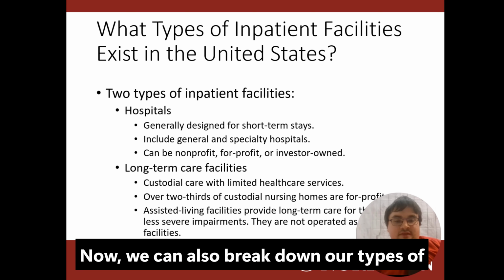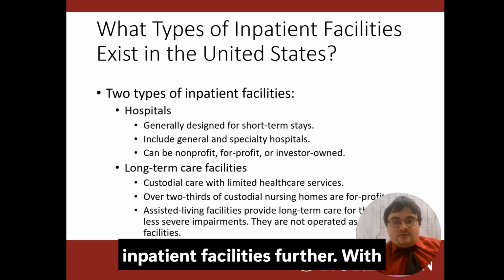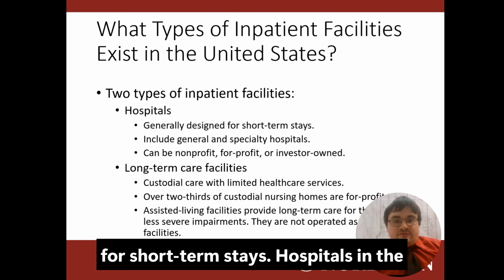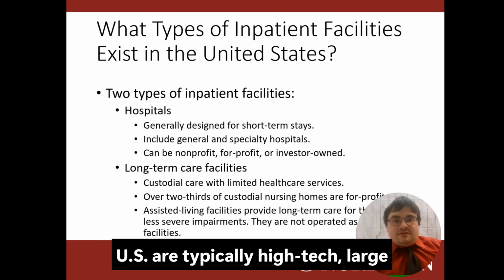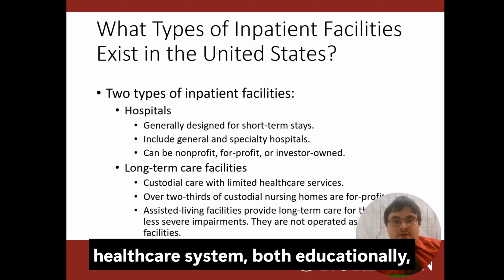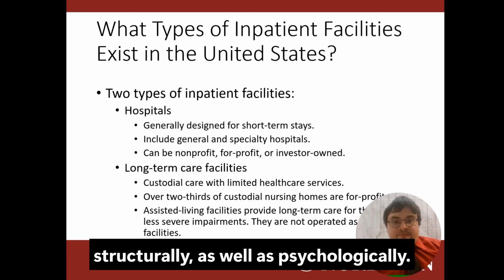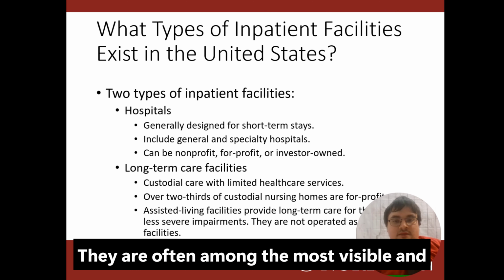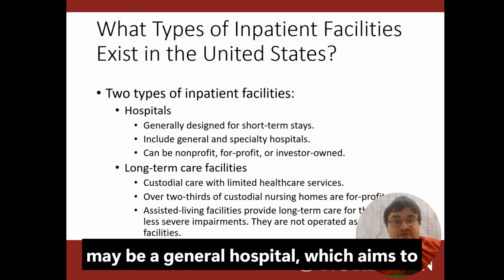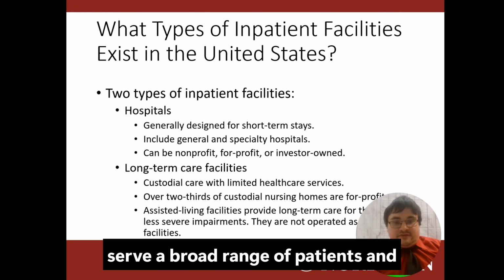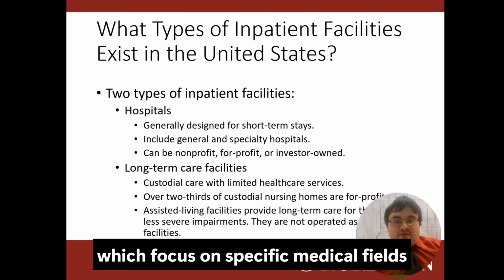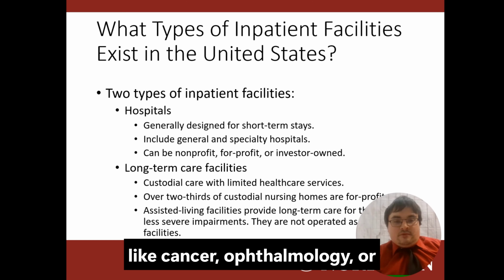Now we can also break down our types of inpatient facilities further. Starting off, they can be classified as a hospital, which is generally designed for short-term stays. Hospitals in the US are typically high-tech, large buildings that play a central role in the healthcare system, educationally, structurally, as well as psychologically. They are often among the most visible and modern structures in a town. They may be a general hospital, which aims to serve a broad range of patients and conditions, or specialty hospitals, which focus on specific medical fields like cancer, ophthalmology, or orthopedics.